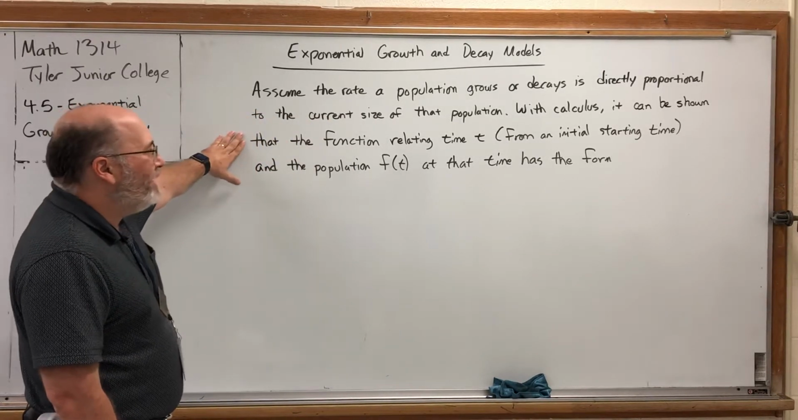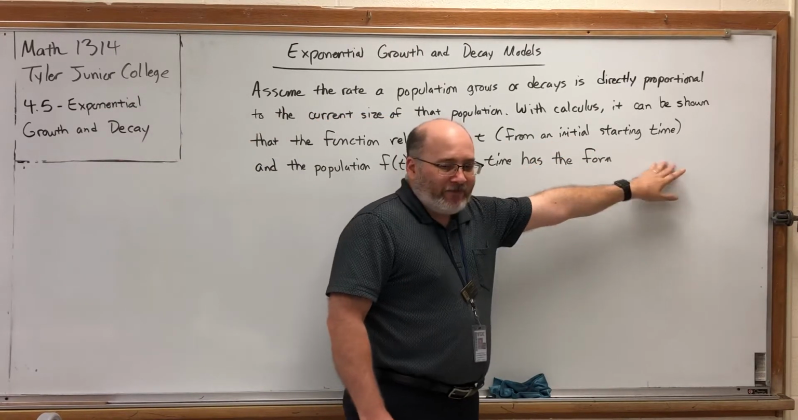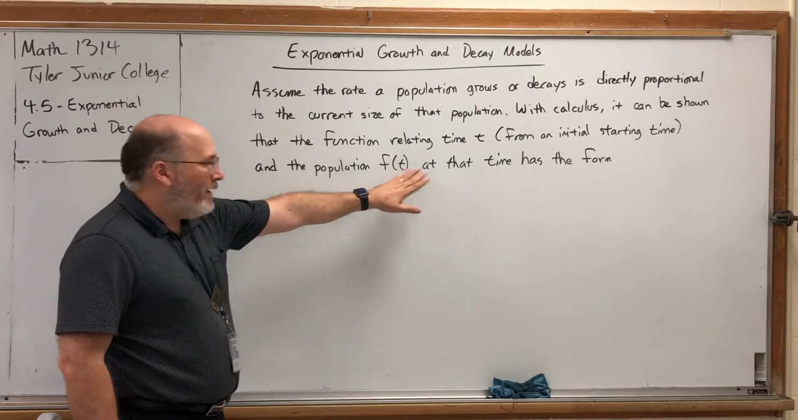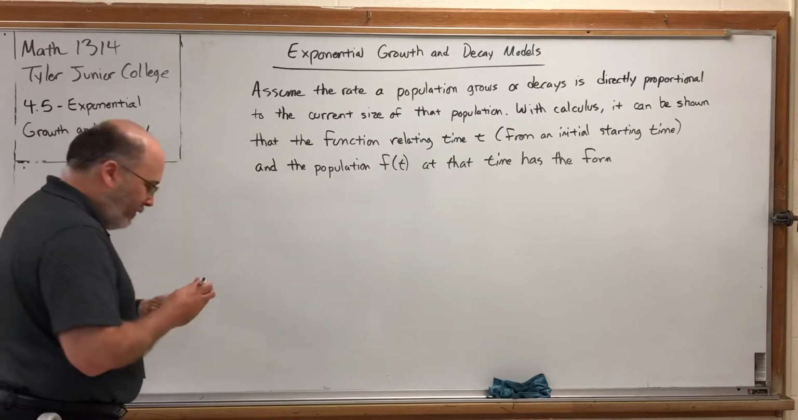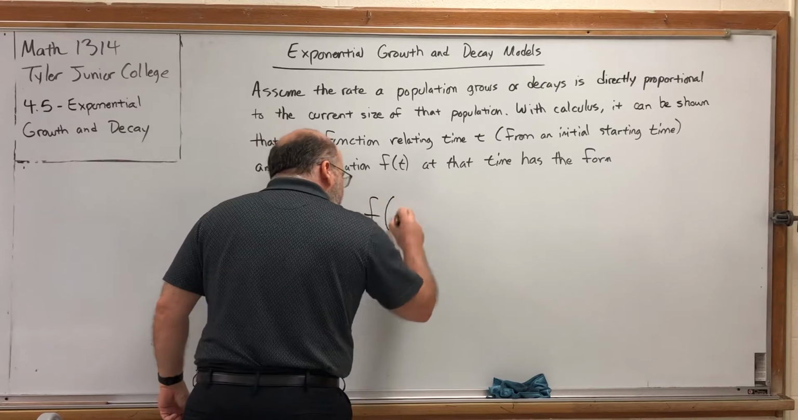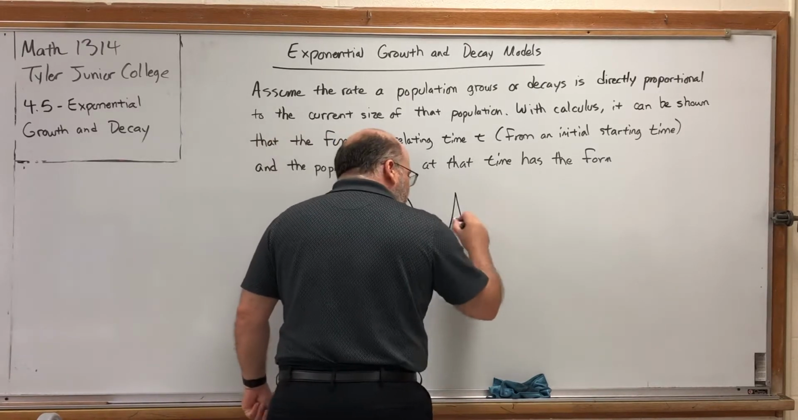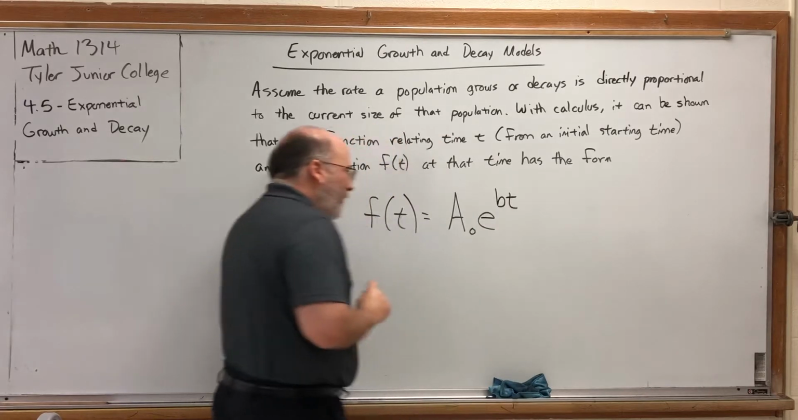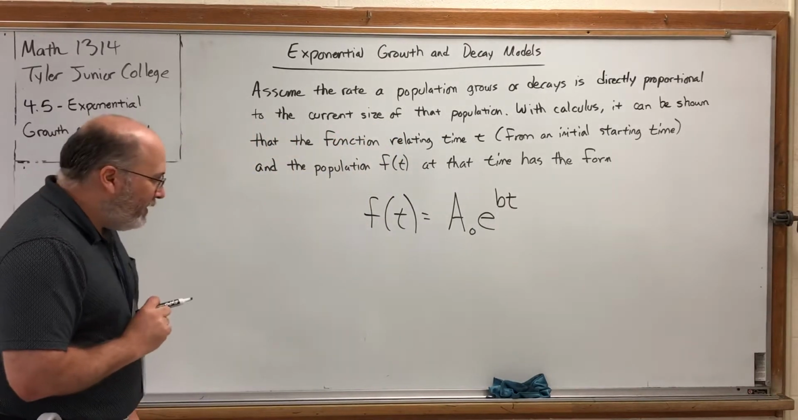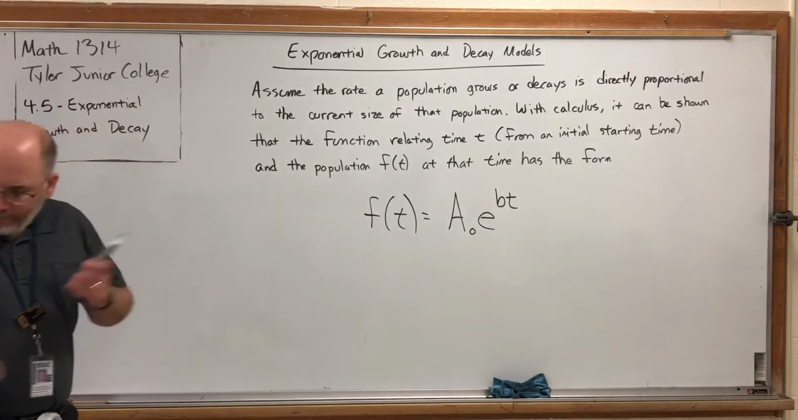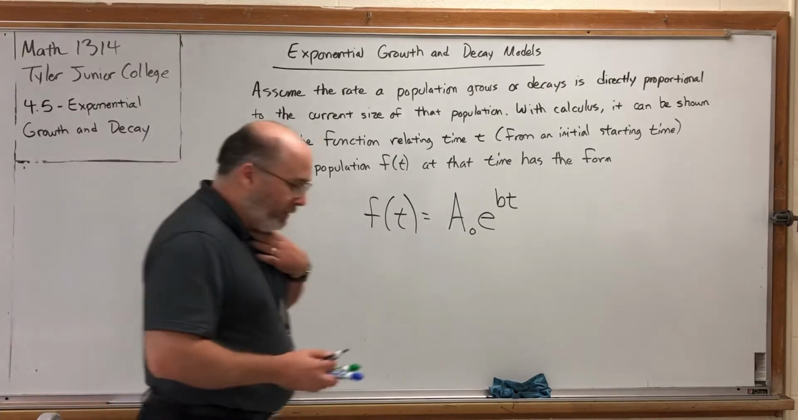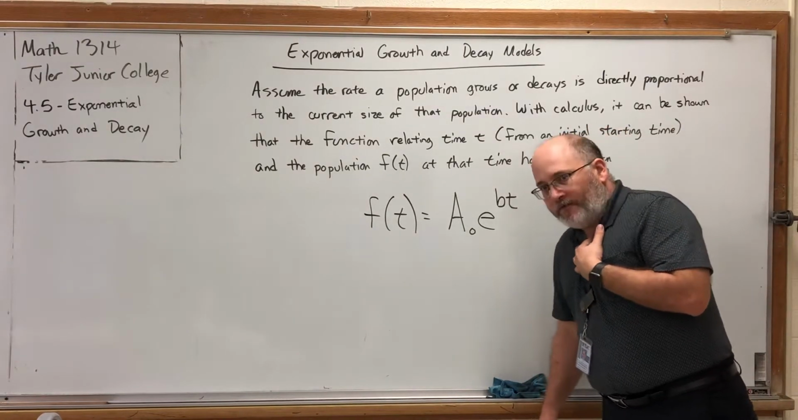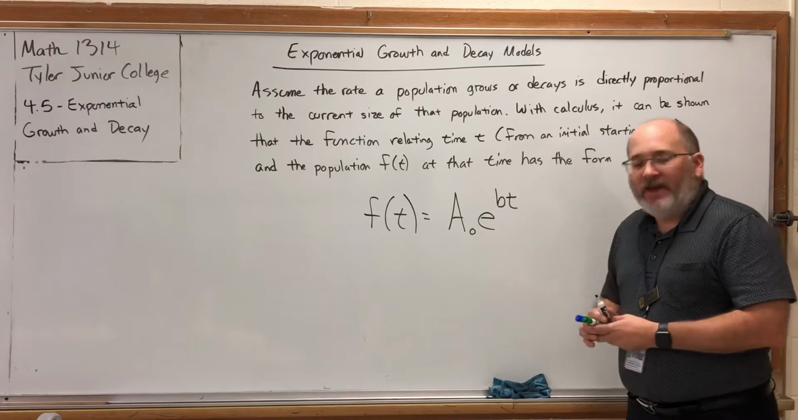So it can be shown that the function relating time t from an initial starting time. So we have to say we're starting the clock now. And the population, which is going to be a function of t at that particular time, has a certain form. The form of that function is f of t equals a, which I'm going to subscript with a 0, times e to the b t power. Both b and t are in the exponent. E is the natural base, so it's about 2.7. Or if you want more precision, about 2.718281828459045. But it's that irrational constant called the natural base.